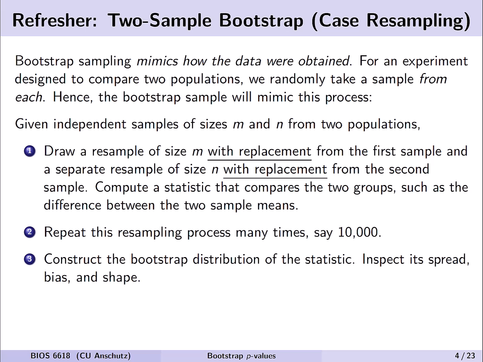So given these two samples or groups, we'll take independent sample sizes of m and n from those populations of interest. We'll then resample within the first one with replacement of size m, and likewise within the second of size n, also with replacement from that sample, and compute our statistic of interest that compares the two groups. It could be the difference of sample means, a ratio of variance, or any other quantity we might come up with. Now, because this is a resampling process, we'll do this many times, let's say 10,000. And then we'll construct the Bootstrap distribution of our statistic, inspect its spread, bias, and shape, and summarize our results. This was the basic formula or foundation we used previously in the semester.